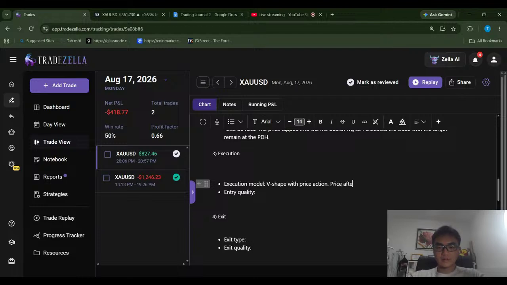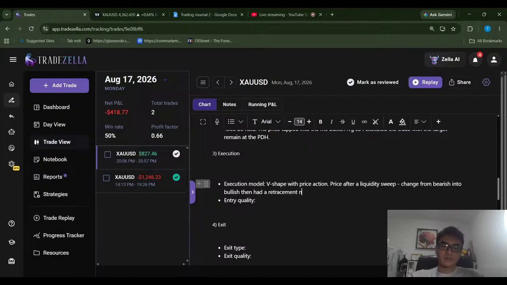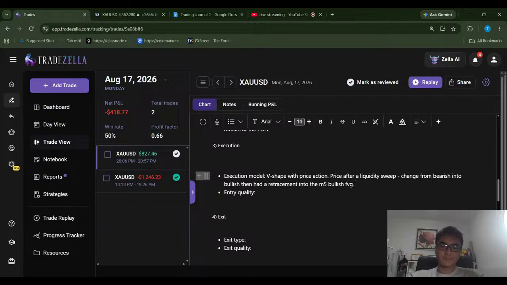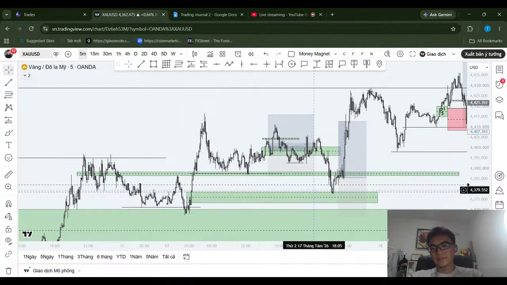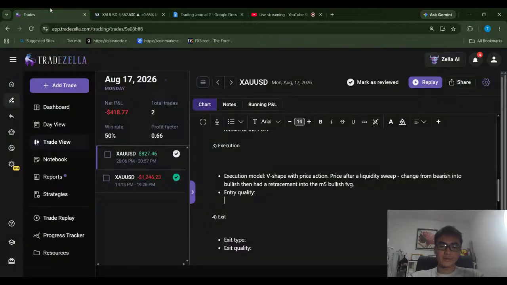Right after a liquidity sweep, the market structure shifted from bearish into bullish, then had a retracement into the M5 FVG, the M5 bullish FVG. The entry quality is such a good entry, such a good entry, 100% good.